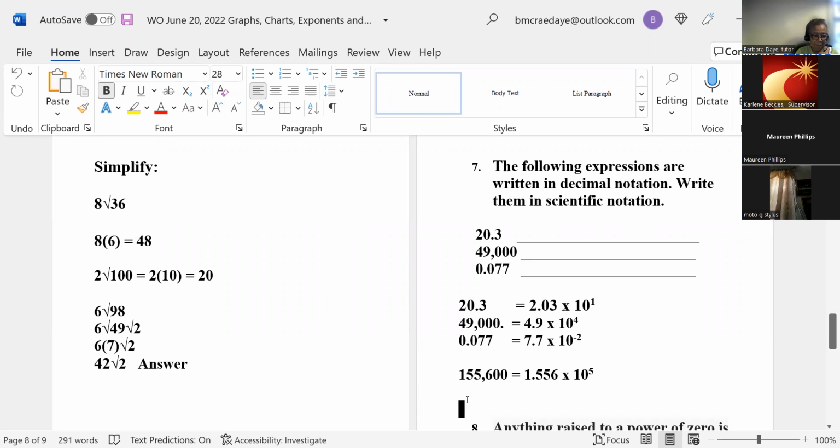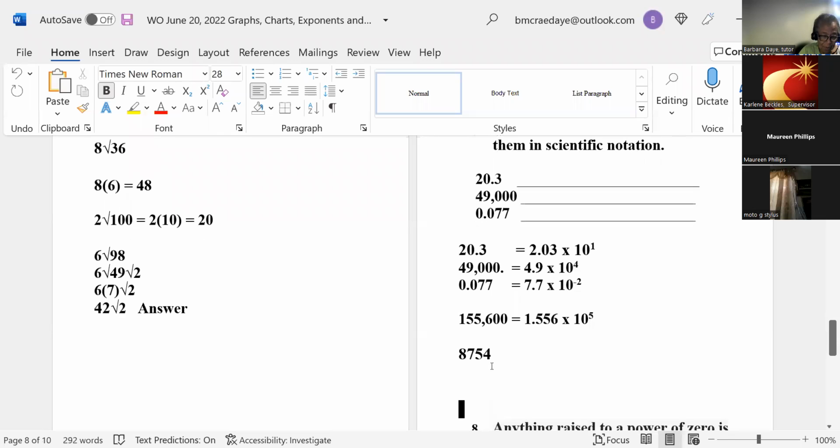Suppose you had 8754. Okay, Maureen, 8,754. I'll just put the comma there. What does that equal to, Maureen? Give me the number first. Less than 10. So where would the decimal point go? In between the 8 and the 7. Very good.